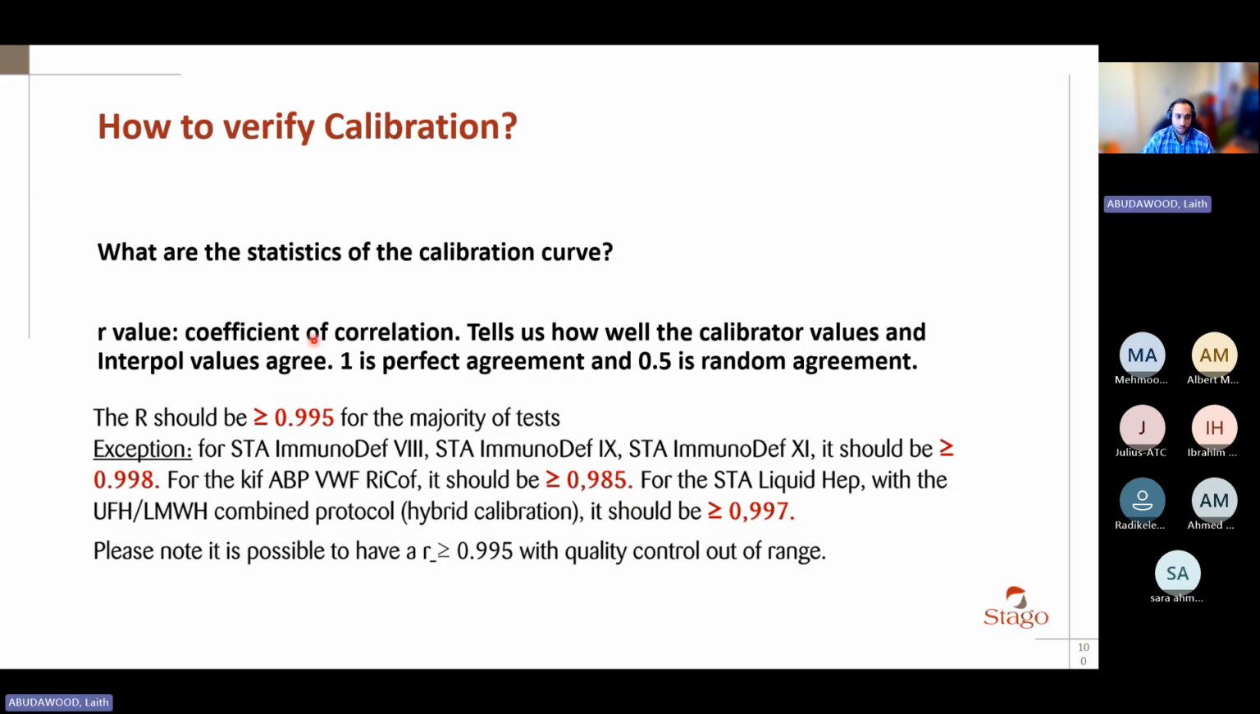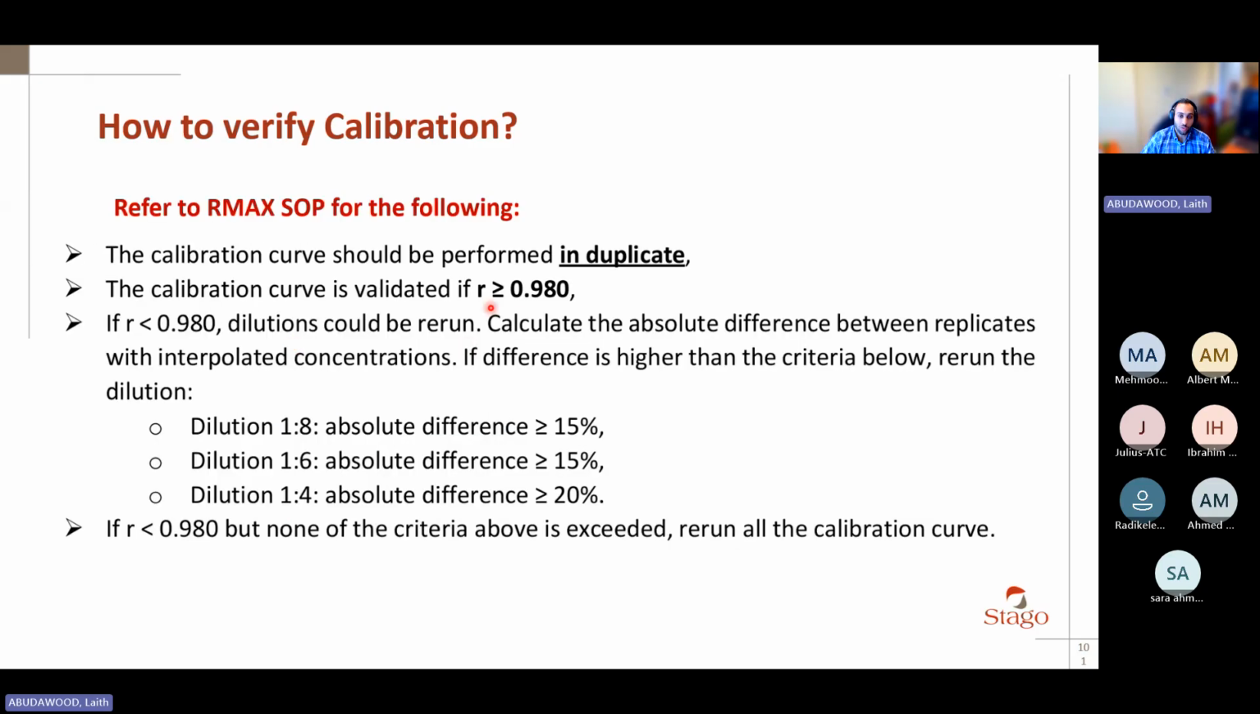Sorry about this. This is the coefficient of regression. Sorry, regression coefficient. I will change this. My bad. Now, one small exception is when you work with von Willebrand RCO. The R value only for von Willebrand RCO should be 0.98 or higher. And by the way, do you see this in duplicate?